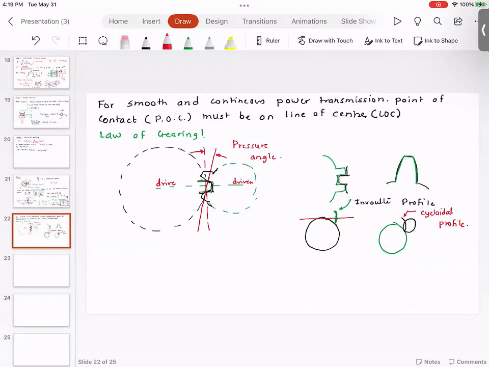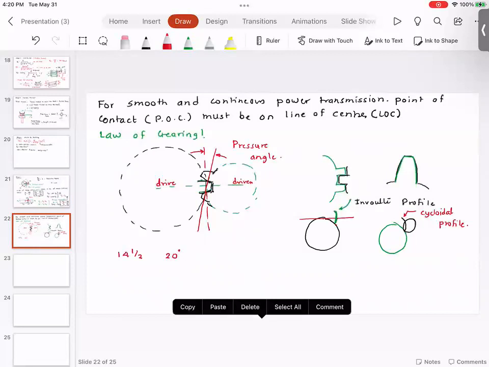And why do we have a pressure angle? Because please understand, they are no longer wheels. You are cutting the teeth, and as the line of action of force is not perpendicular to the interface, it is at a certain angle, and that angle with respect to vertical is called the pressure angle. There are two values commonly used for pressure angle: 14.5 degrees and 20 degrees. Pressure angle is a design parameter.